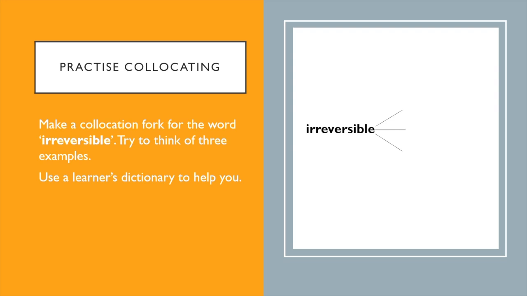Now it's time for you to make your own collocation fork using the adjective irreversible. So in case you don't know, irreversible means that it's something that is not possible to change. It's impossible for it to go back to how it was in the past. So try to think of 3 examples of strong collocations with irreversible and use a learner dictionary to help you. Pause the video and press play when you're ready to review.